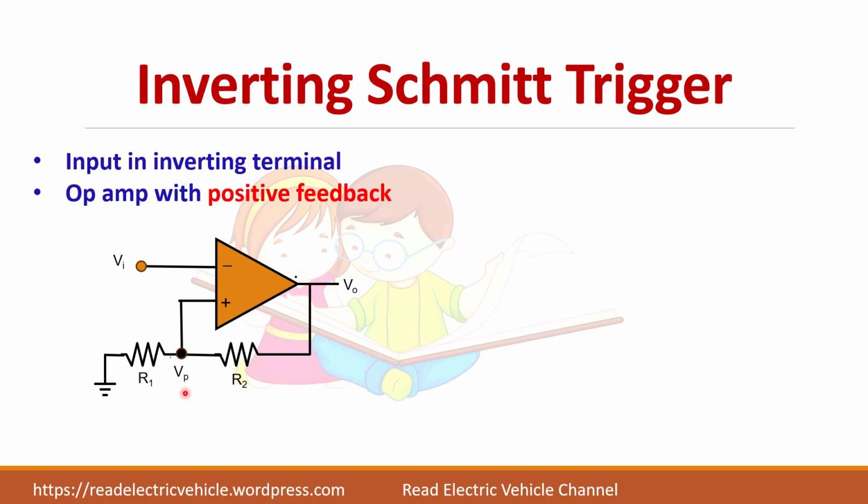Let me mark this as VP. Whenever this input voltage is greater than this one, this being the negative terminal, the output will be equal to minus Vsat. In positive feedback, you should know that a part of the output is fed back to the plus terminal, which means it is getting added. So the output V0 is equal to minus Vsat. We can mark it as VL or leave it as minus Vsat itself. It is a low value.